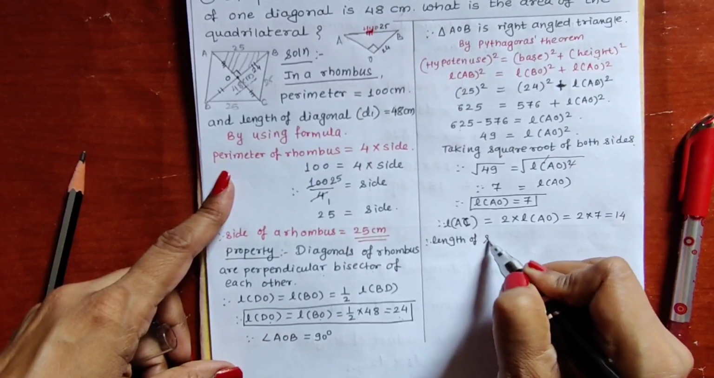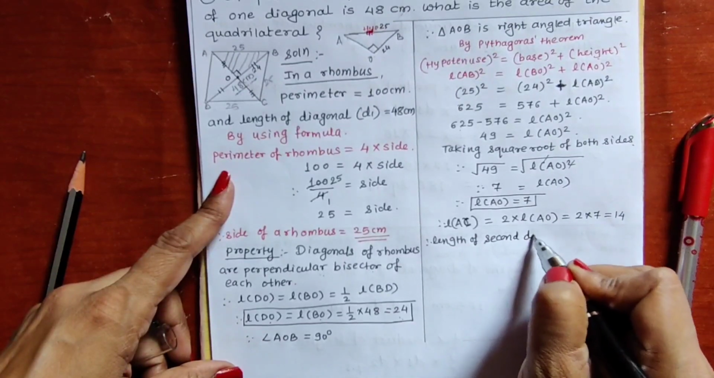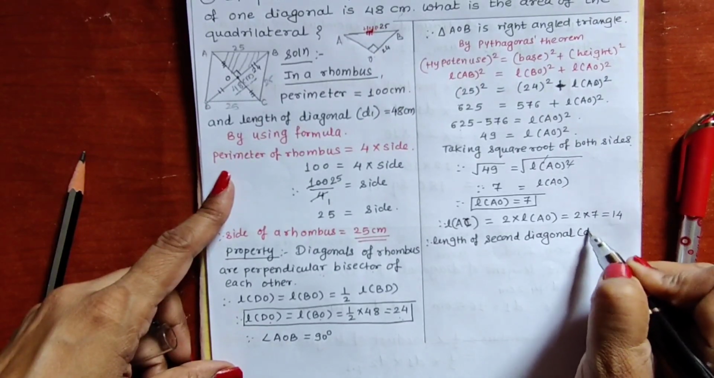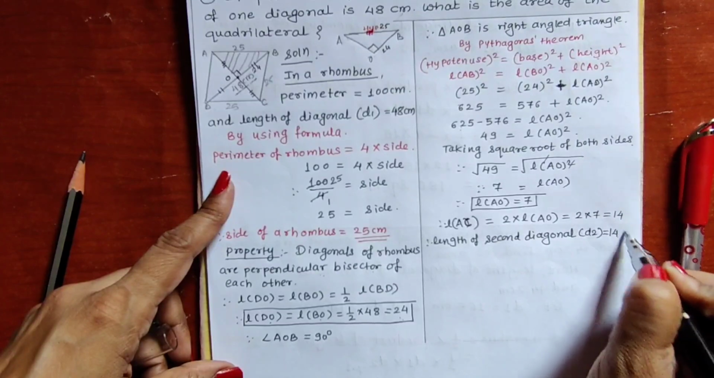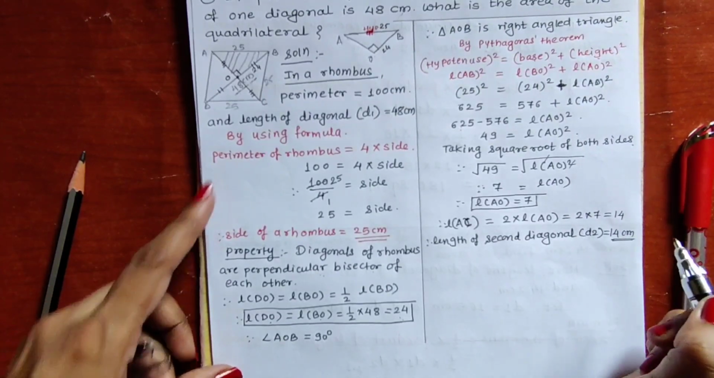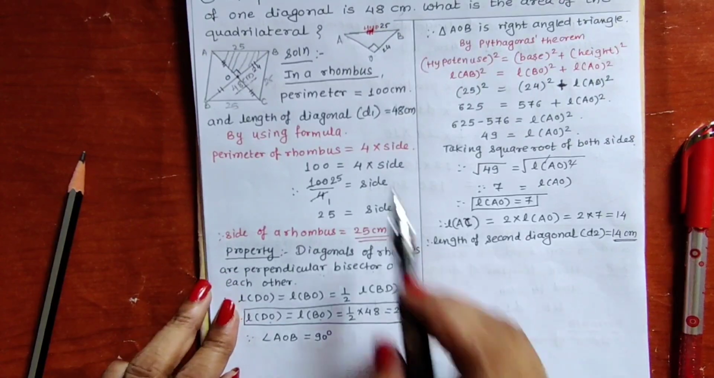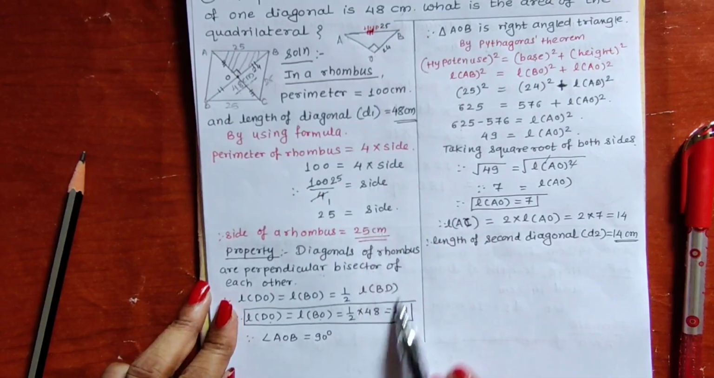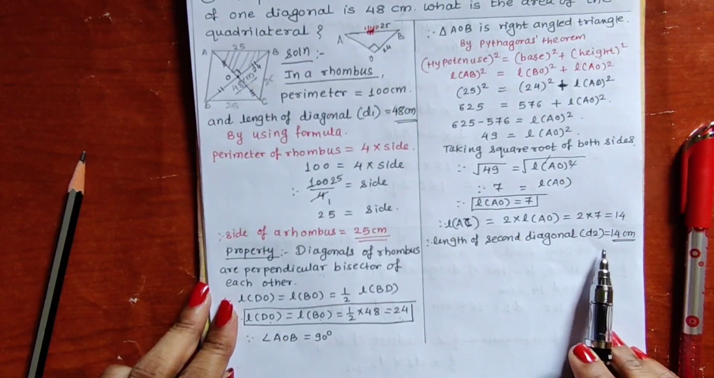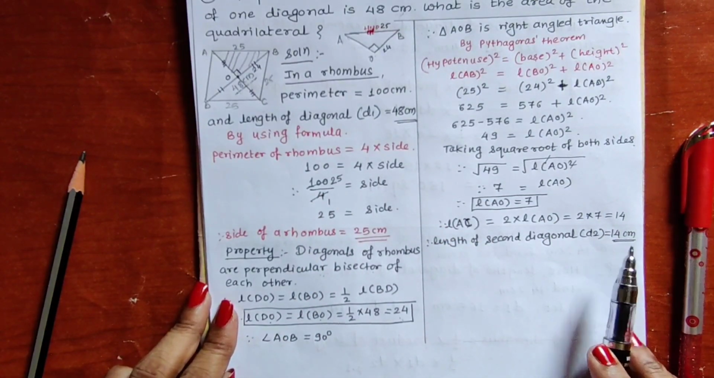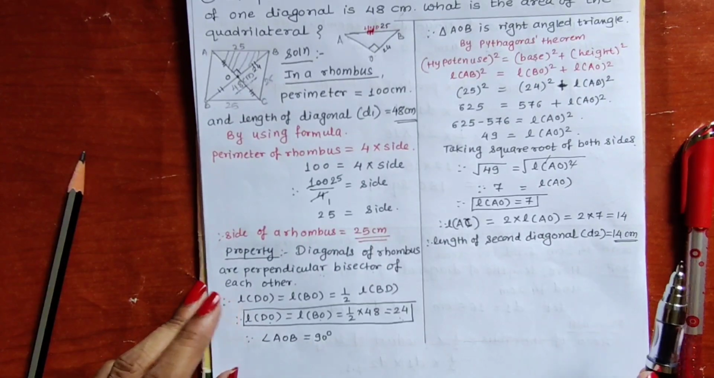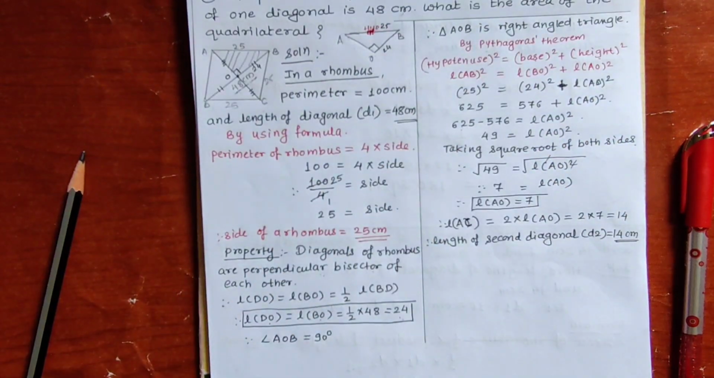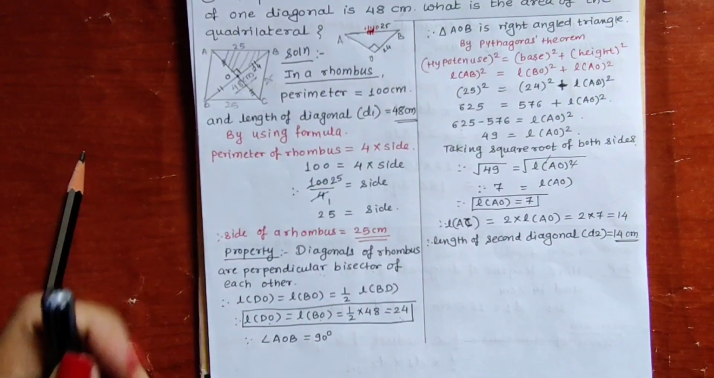Therefore length of second diagonal D2 is equal to 14 centimeter. So in this way we have got the length of second diagonal. Length of first diagonal is already given to us. So by applying all this procedure, now we are getting the length of second diagonal. So after getting the length of second diagonal, we can find out the area of quadrilateral. We will apply the formula of area of rhombus.